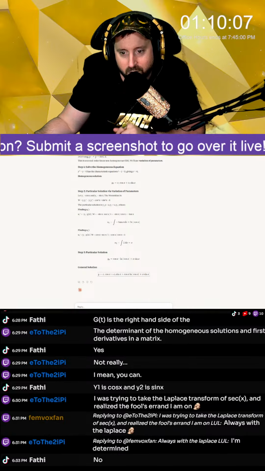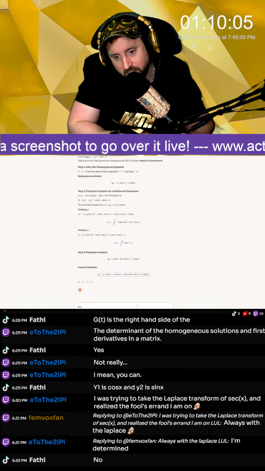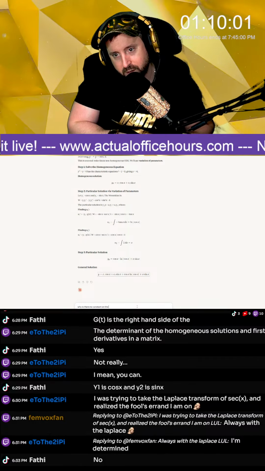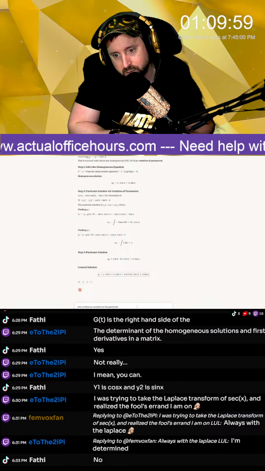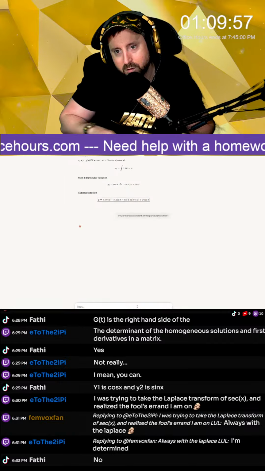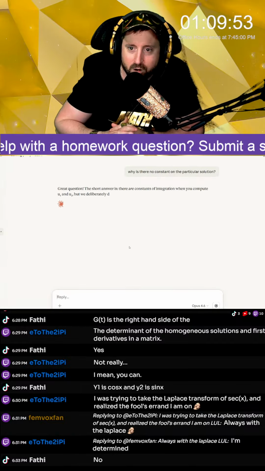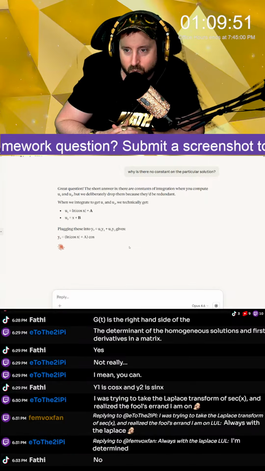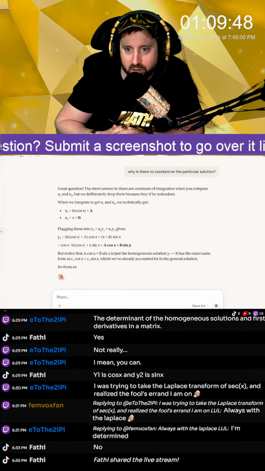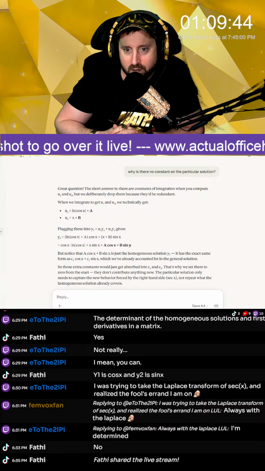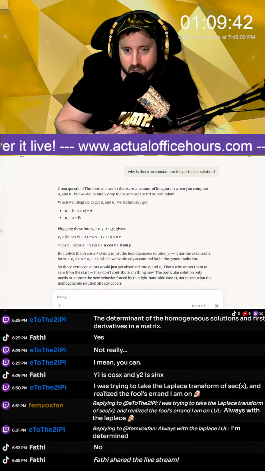Right. Okay. Cool. Here's what I'm gonna ask. Why is there no constant on the particular solution? Just curious. Great question. There are constants when you compute U1 and U2, but we deliberately drop them because they'd be redundant. When we integrate to get U1 and U2, technically we get constants. Yes, good.